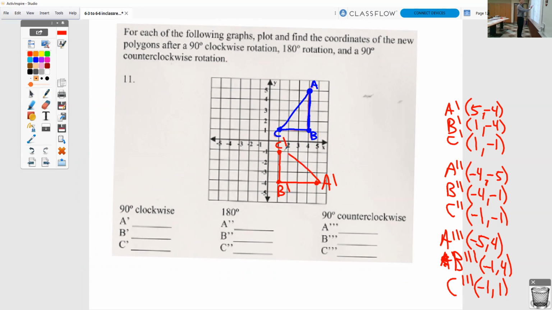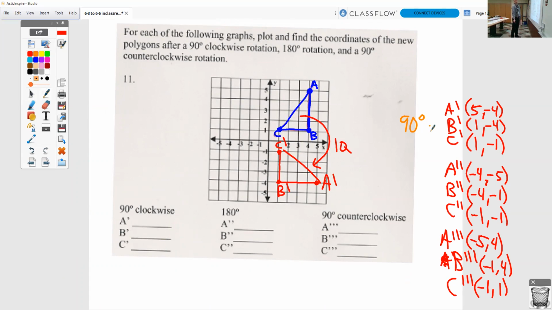Connect the dots. Notice that our 90-degree rotation, we turned one quadrant. All right, we turned one quadrant to get from there to there. One quadrant going around clockwise. So this was a 90 degrees clockwise.